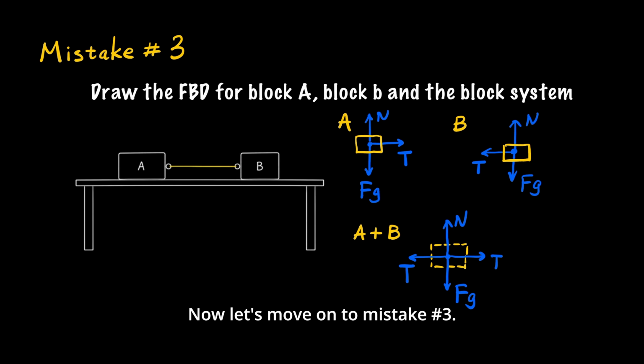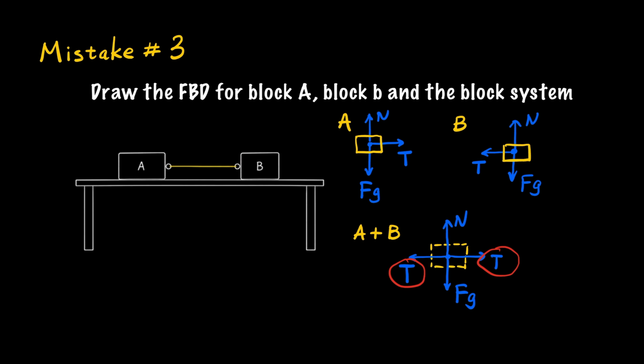Now let's move on to mistake number 3. This time we have 2 blocks connected by a string. I've drawn 3 free body diagrams, one for block A, one for block B, and one for the entire system. Can you spot the mistake? The mistake is right here. The tension force shouldn't be included in the system diagram.